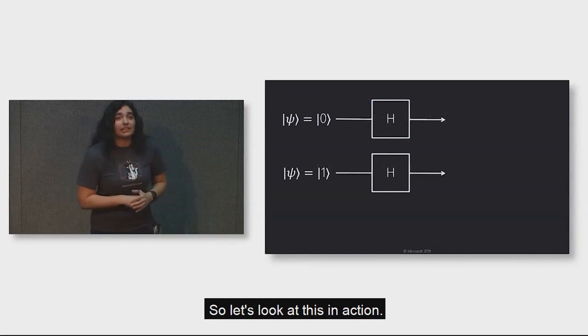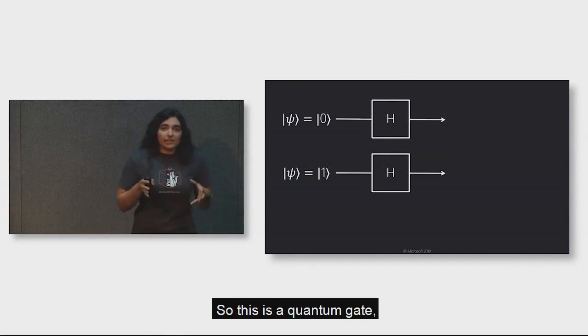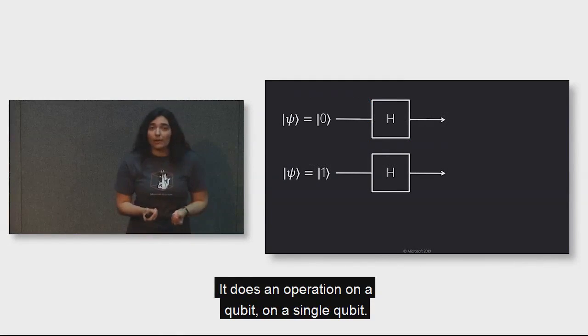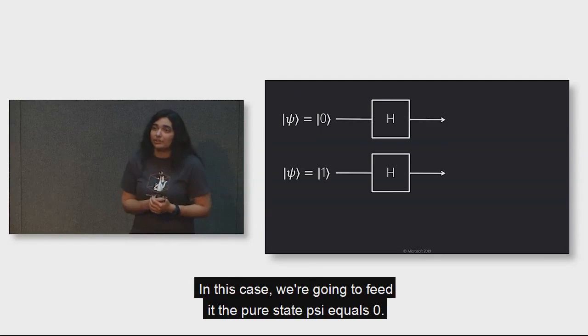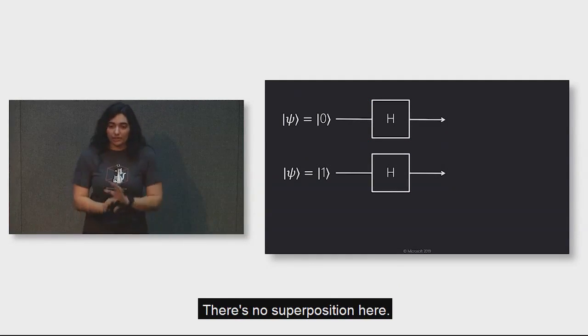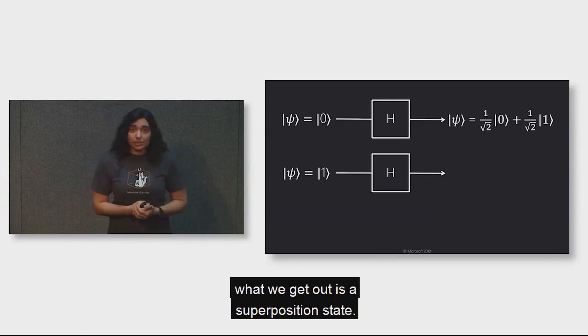So let's look at this in action. So this is a quantum gate. It's called the Hadamard gate. It does an operation on a qubit, on a single qubit. In this case, we're going to feed it the pure state psi equals 0. There's no superposition here. It's just in its 0 state. And what we get out is a superposition state.